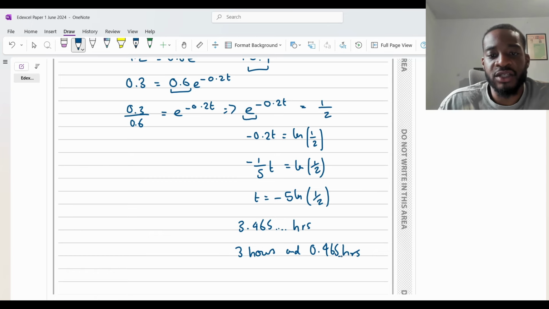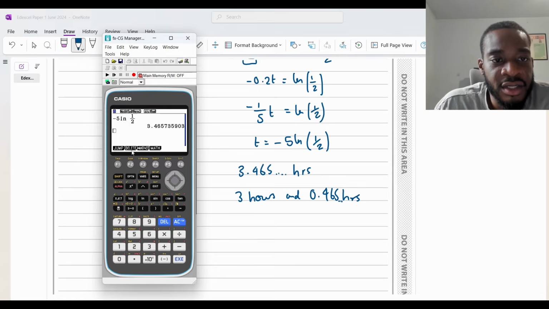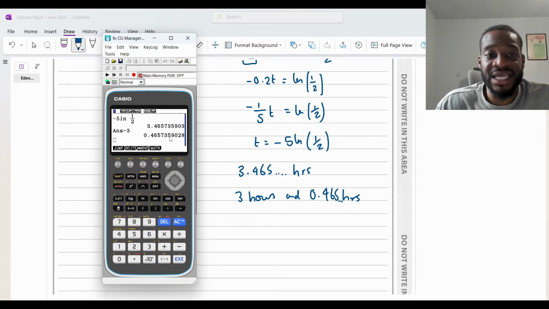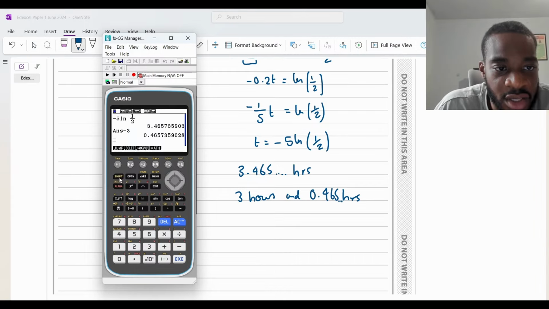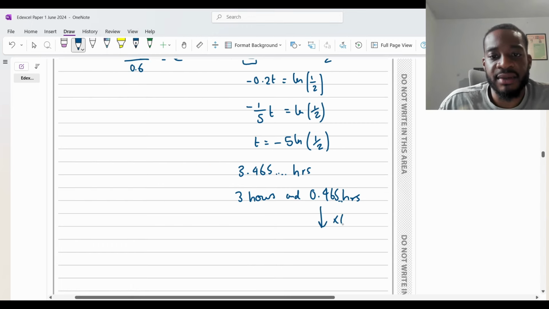So what I'm going to do is convert that into minutes, aren't I? So get my calculator. Let me get rid of that 3 by taking it away. So I'm going to do answer, shift answer, minus 3. That will isolate the decimal part of it. And then now this is in hours. I want it in minutes, don't I? To go from hours to minutes, you times by 60. So I'm just going to do answer times by 60. And that gives me 27.944, right? So it's 3 hours and 27.944 minutes.